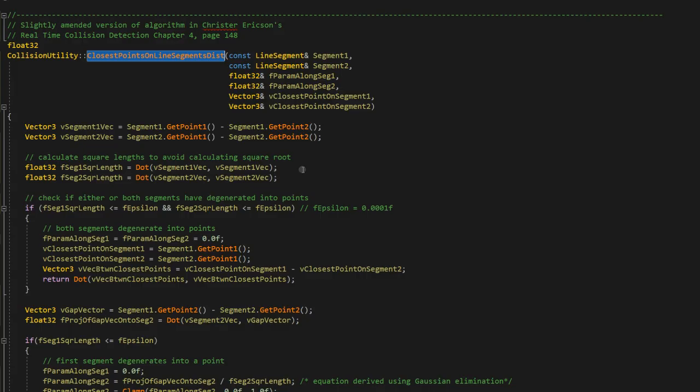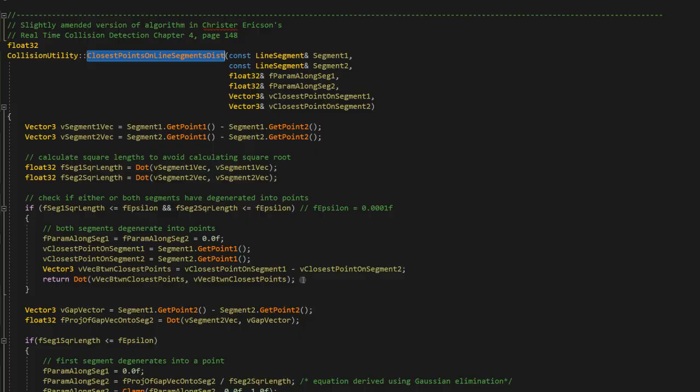The first conditional tests whether both segments have degenerated into zero-length points. If so, the parameter along each segment would be 0, and the closest points would be both the start and end points, since they have the same position. Because this function returns the square of the distance, we perform a dot product on the difference between the two closest points.